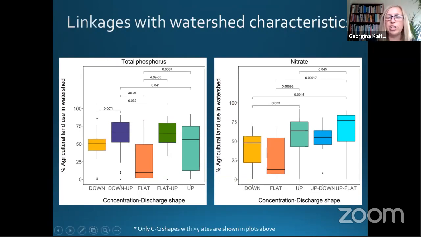So you can see that there's some evidence to support the fact that the watersheds that had mostly an up pattern, an enriching pattern for both total phosphorus and nitrate, tended to be those watersheds that had a higher percentage of agriculture in the watershed.